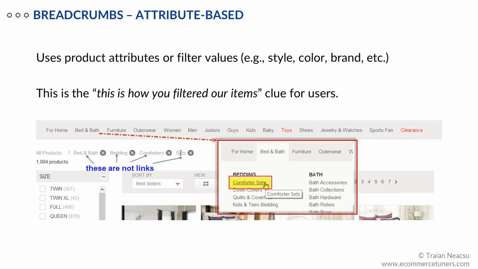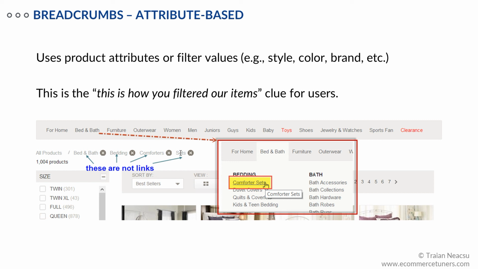Attribute-based breadcrumbs. Attribute-based breadcrumbs, as the name suggests, use product attributes or filter values, such as style, color, or brand, to create navigation that is presented in a breadcrumb-like fashion. This type of breadcrumbs is the "this is how you filtered our items" clue for users.